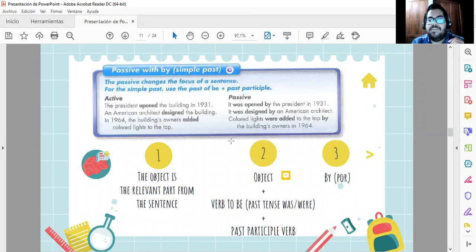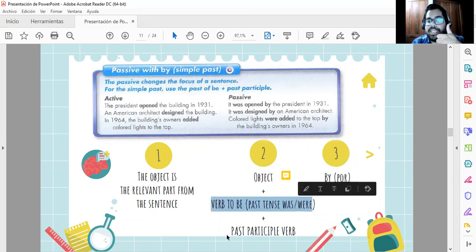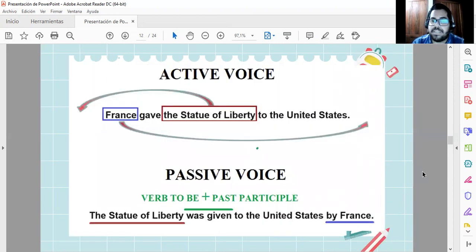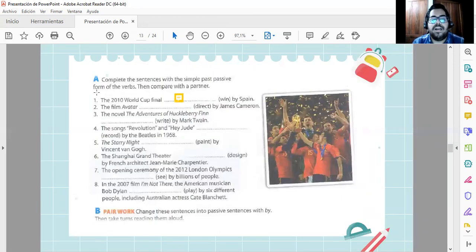Remember that for the passive voice, this is the structure, right? What do we need? The object. We have the object. We need the verb to be and the verb in past participle. Okay, let's go back to the practice. Teacher, we have the object over here. Yes, okay, the 2010 World Cup final.